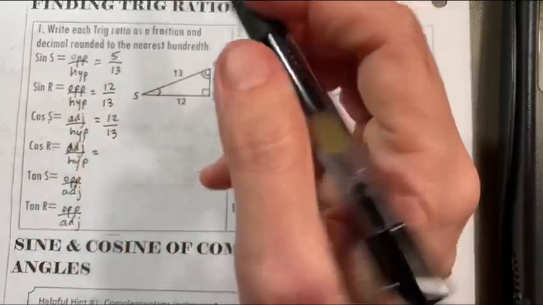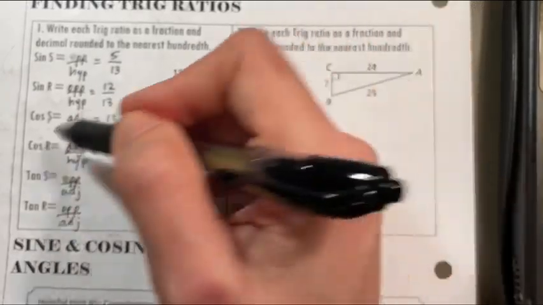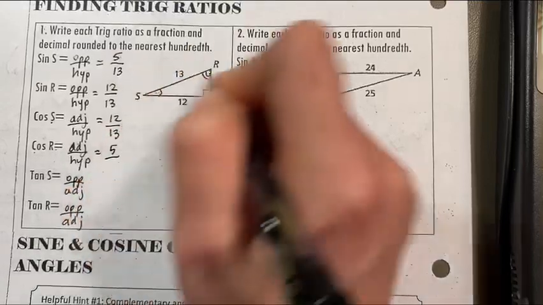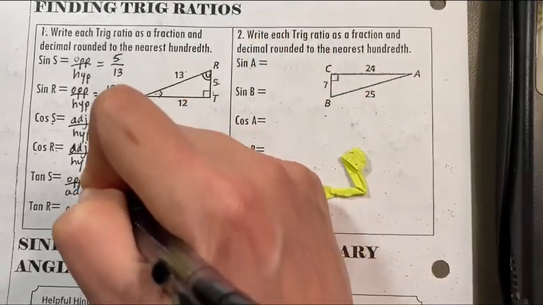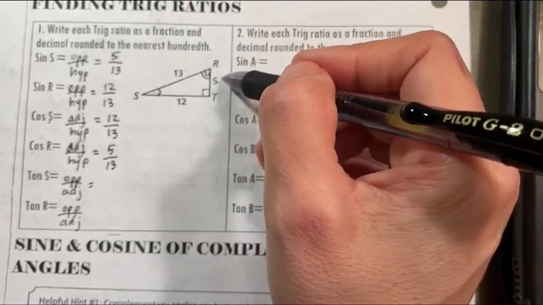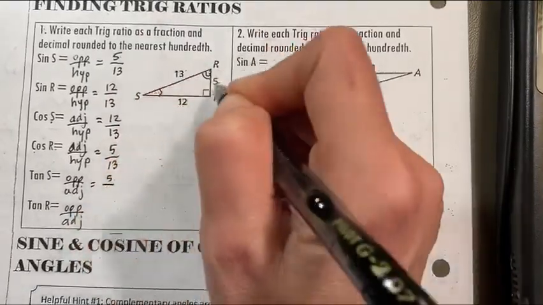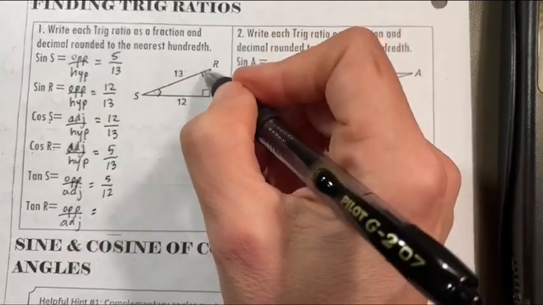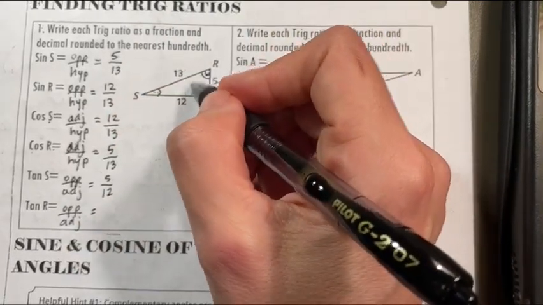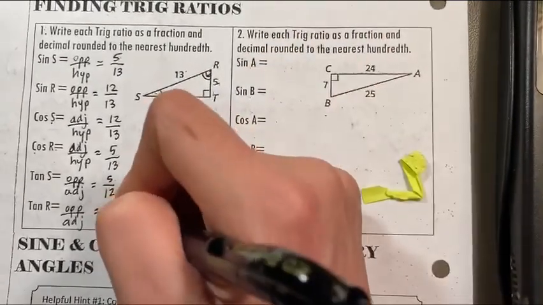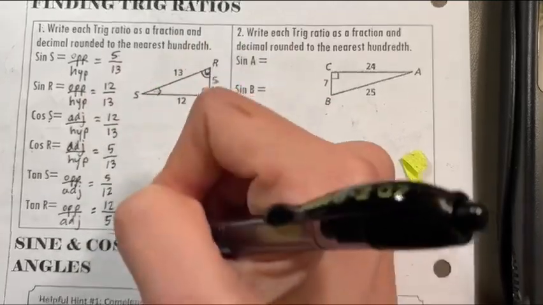Cosine of R. If I go over to R, the adjacent side is 5, but the hypotenuse is still 13. And tangent of S, if I went to angle S, the opposite would be 5 and the adjacent would be 12. If I went to angle R, the opposite would be 12, and the adjacent would be 5. That's how you set up these ratios.